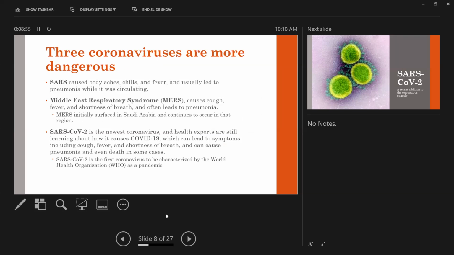So SARS caused body aches, chills, and fevers, and then that usually led to pneumonia. And then the Middle East respiratory virus led to shortness of breath, that then led to pneumonia. That surfaced in Saudi Arabia. It continues to be an issue from that region. This disease was originally reservoired in camels. And because camels, unless you go to the zoo, are not an animal that we have a lot of contact with, this disease never really made a foothold here.